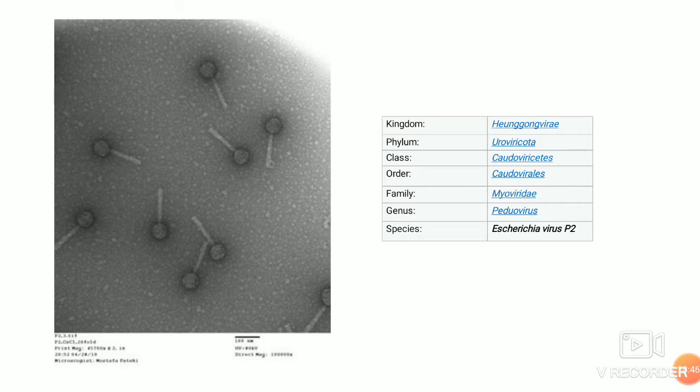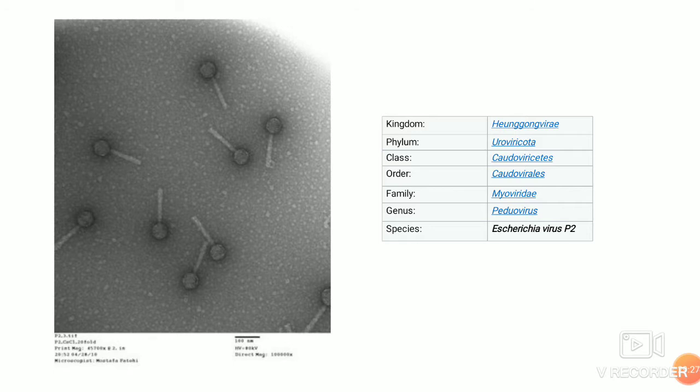P2 phage has a double-stranded DNA genome packaged in an icosahedral capsid with a diameter of 60 nanometers, and a tail around 135 nanometers long. The tail ends in a base plate, which is the control hub for phage infectivity. The base plate includes 6 tail fibers which initially bind to receptors on the bacterial cell wall, and a tail spike protein that subsequently binds irreversibly to other receptors on the cell wall.